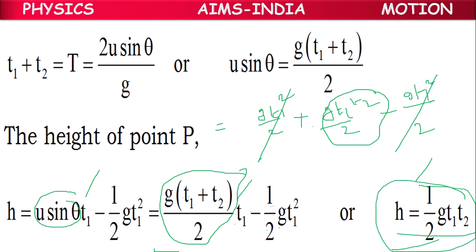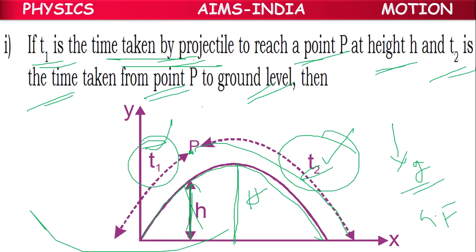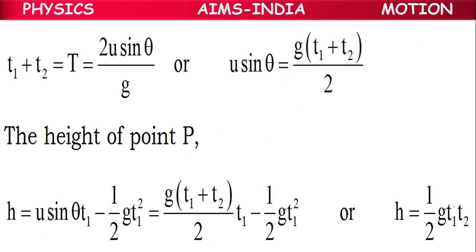This is the relation between height at any point reached by a body and the time taken to reach that point, and time taken to reach ground from that point. The relation between h, t1, t2 is given by this formula, h equal to half g t1 t2.